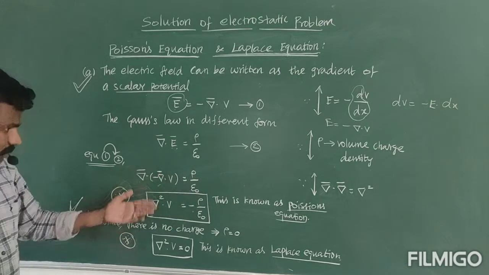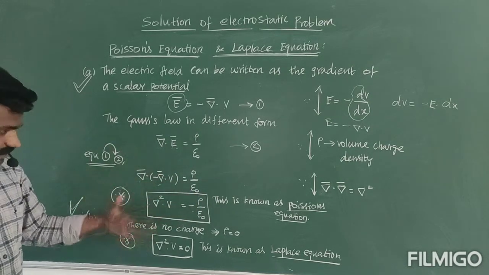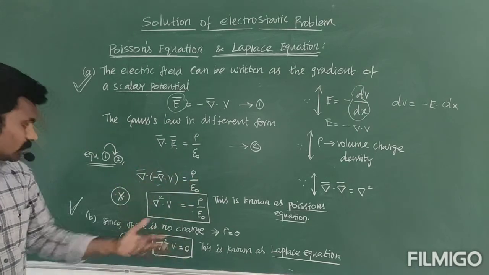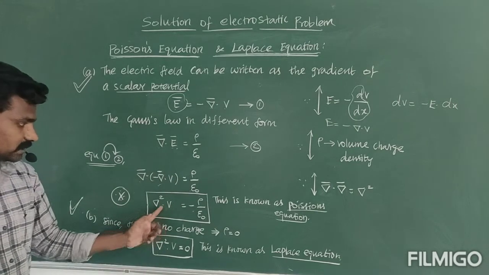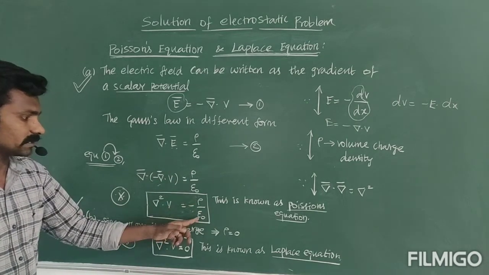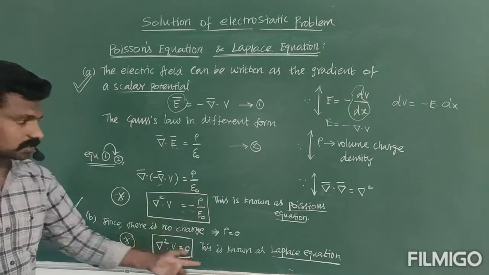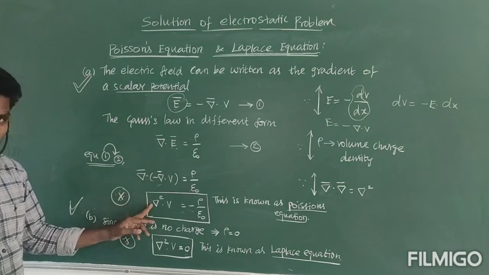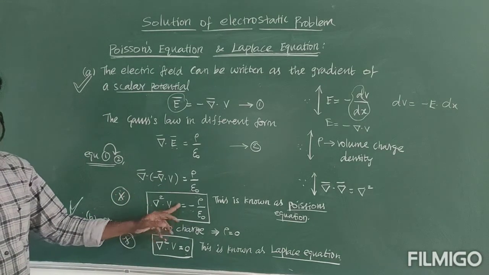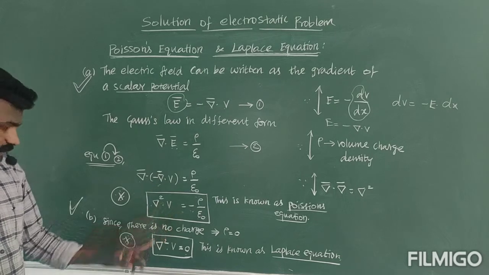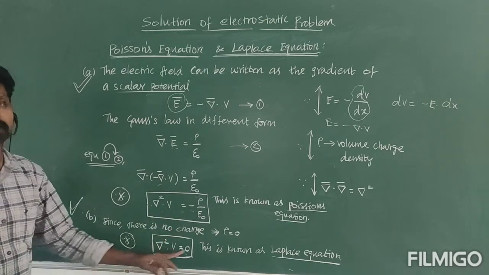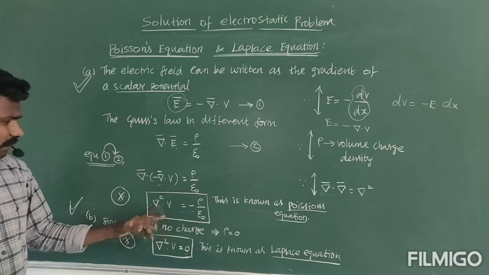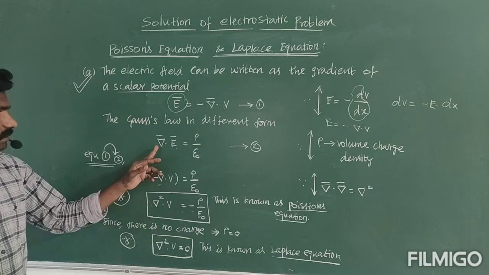So the Poisson equation, at the next level, we consider in another form. If the charge value is 0, you can write del square V is equal to minus rho by epsilon naught becoming 0. This is known as the Laplace equation. So in Poisson's equation, del square V is equal to minus rho by epsilon naught. For the Laplace equation, del square V is equal to 0.